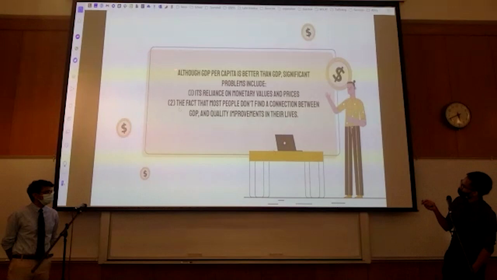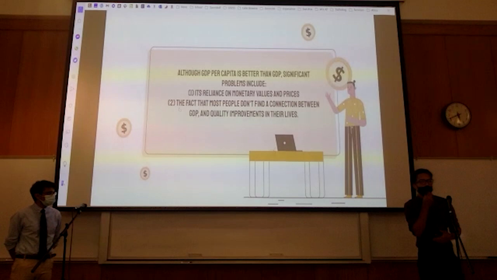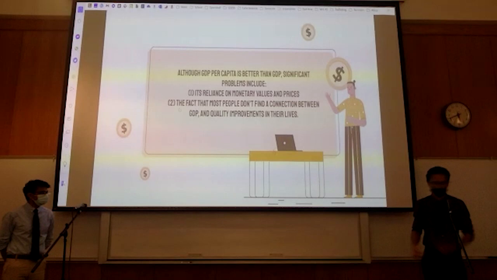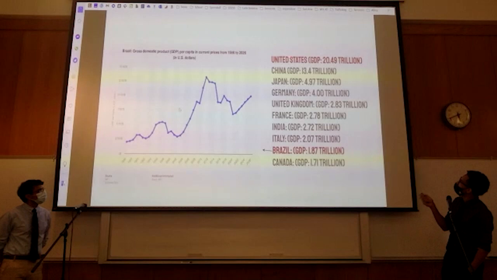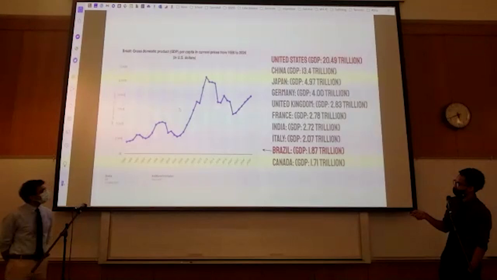Although it's better, a lot of its problems include its reliance on monetary values and prices, and the fact that most people don't see a connection between GDP and improvements in their lives. People aren't going to look at a GDP number and say, oh, my life is better because this number is high. It's not the case. You can see that especially with Brazil, which is at the top, and people can argue, well, although our number is high, we have really affluent communities. We'll take Brazil, for example, which struggles with poverty. They're in the top 9, but this is their GDP per capita. All I'm going to say is yikes.